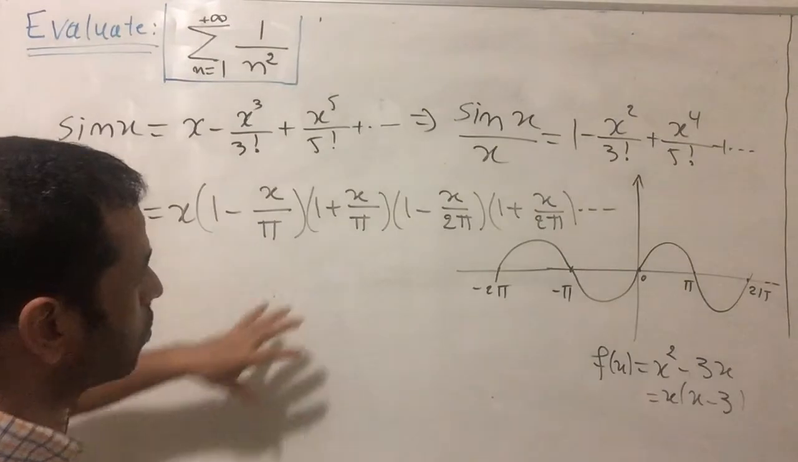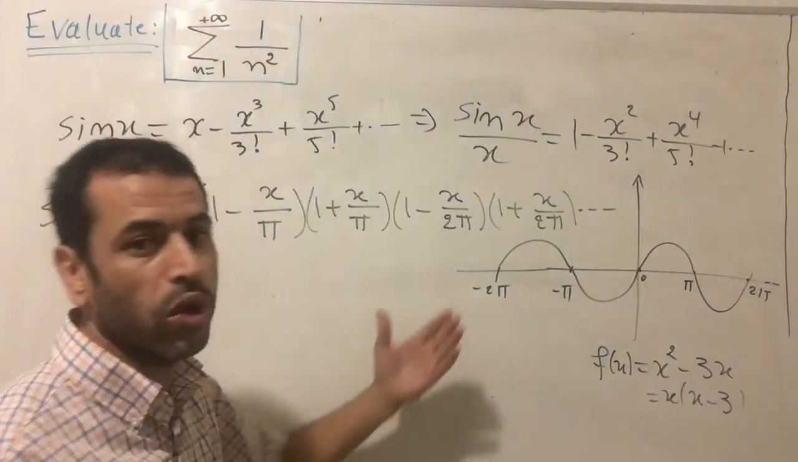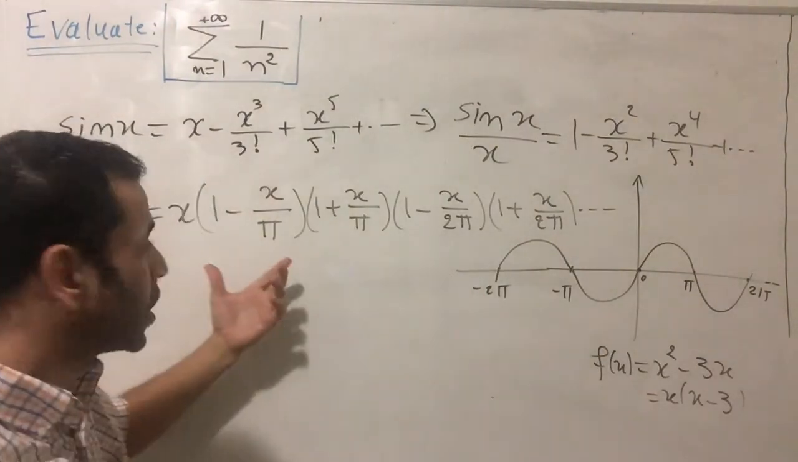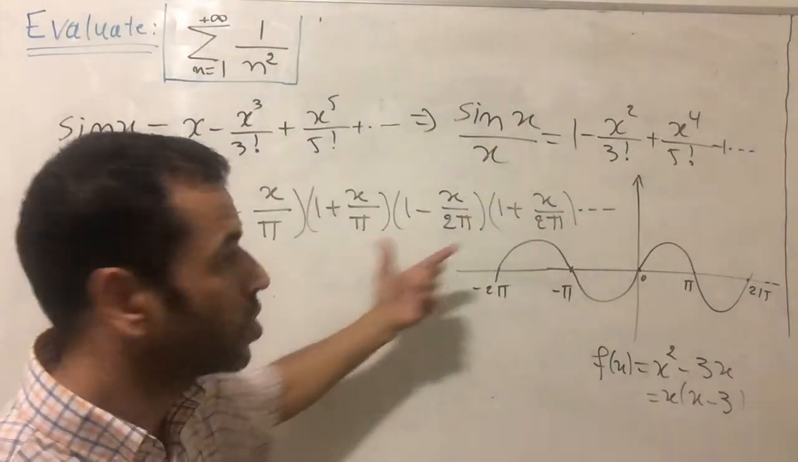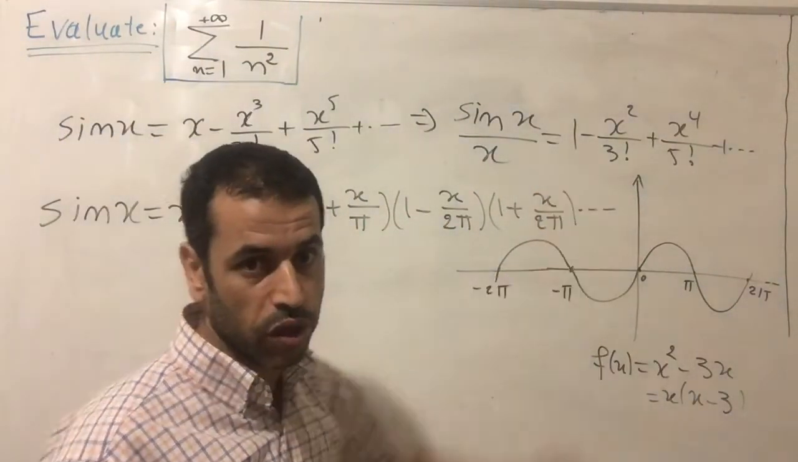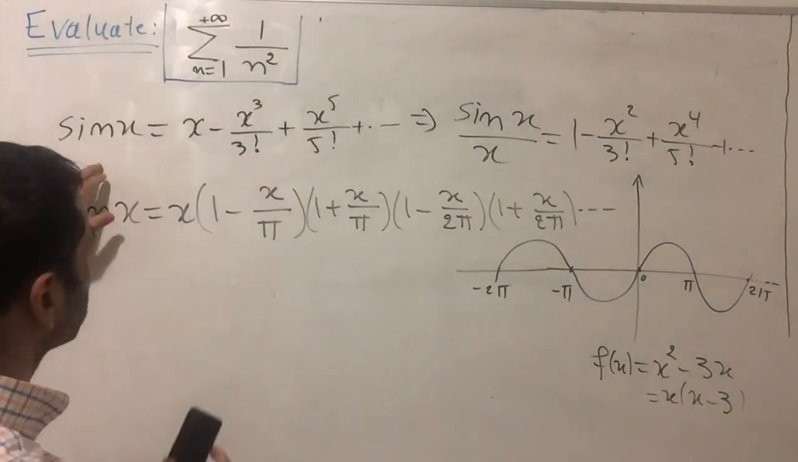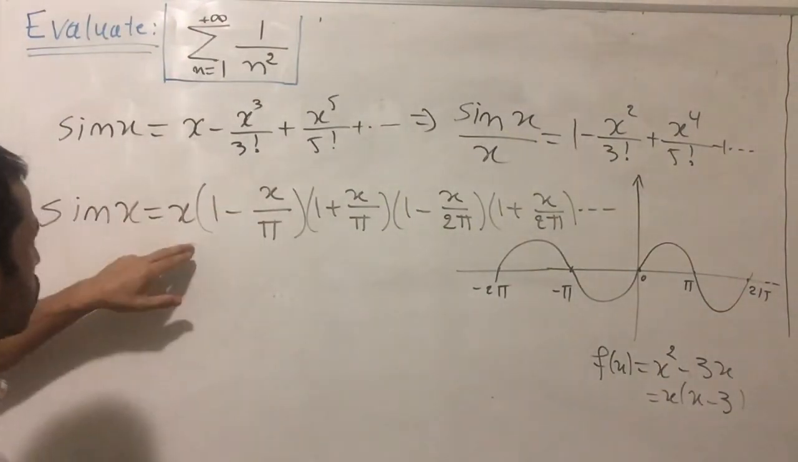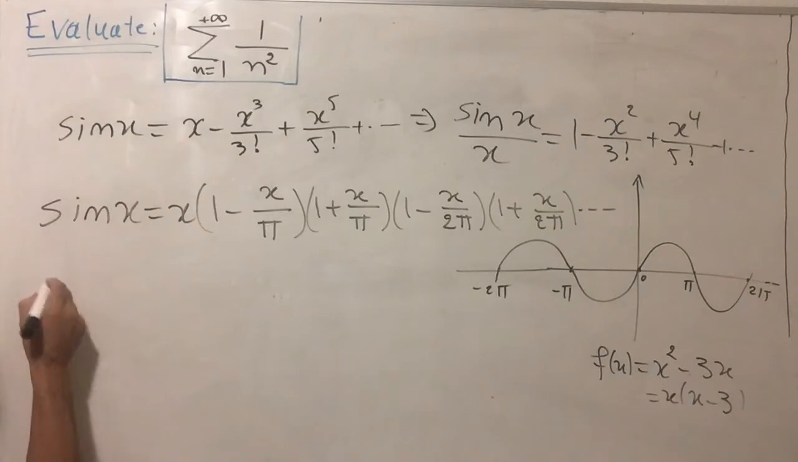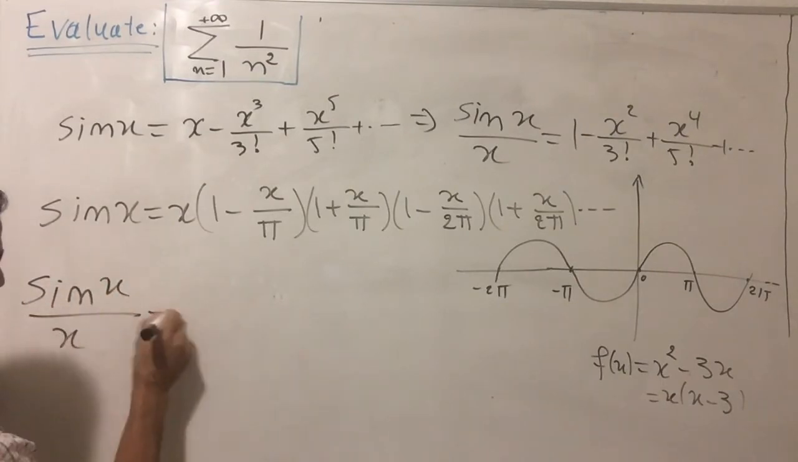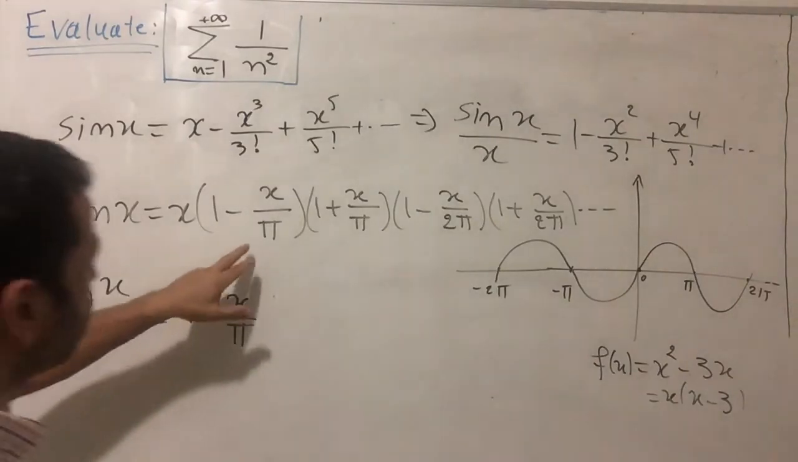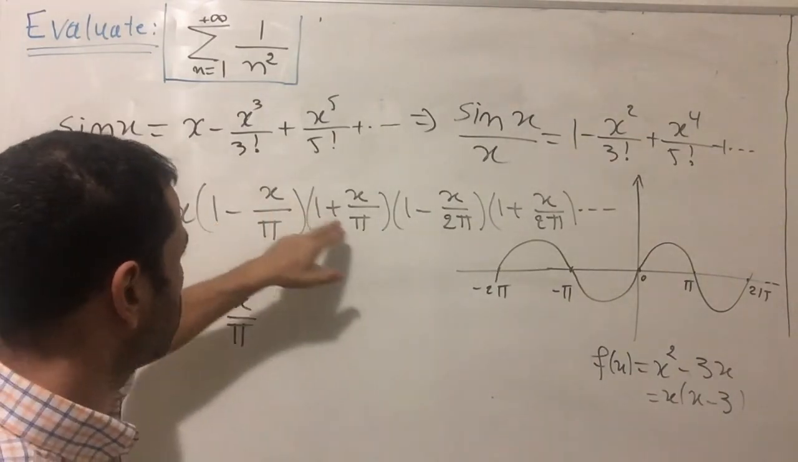I'm going to make the combination or relationship between the Euler series and the Maclaurin series. This is the Euler series. This is the Maclaurin series, okay? So as you see here, we have sine x. I'm going to divide this one by x. We'll have sine x over x equal to, what I'm going to do now, I'm going to multiply this one by this one.